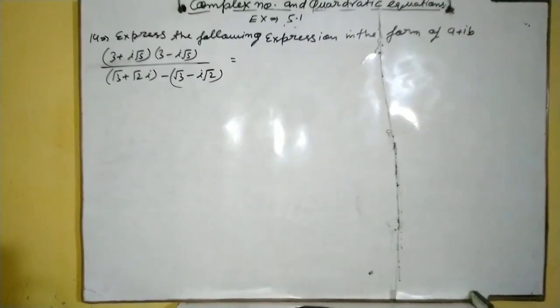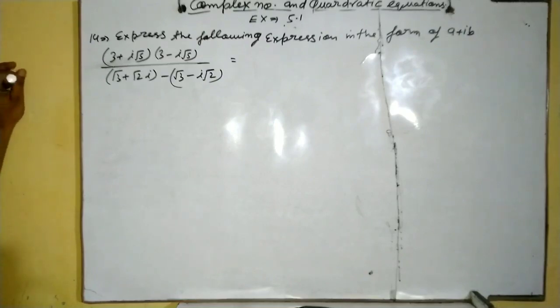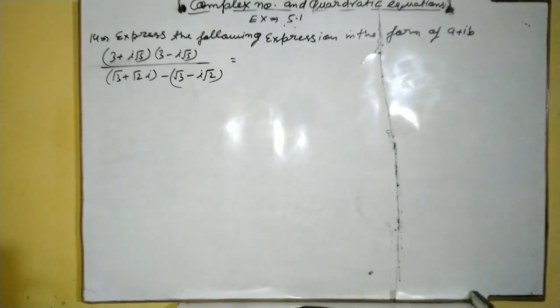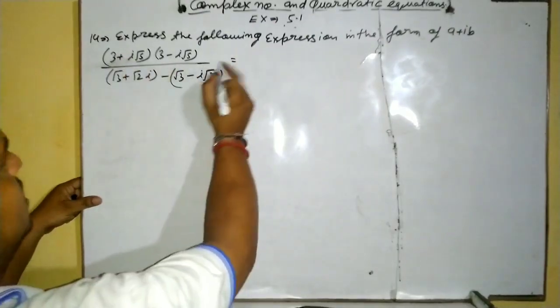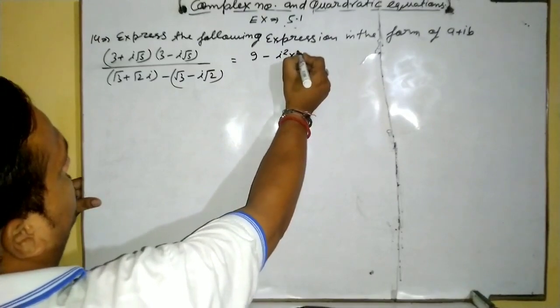Express the following expression in the form of a + ib. This is (3 + i√5) in one bracket into (3 − i√5) in the other bracket, over (√3 + 2√2 i) minus (3 − i√2). This is your question. Firstly, simplify numerator and denominator. So this is (a + b)(a − b), here we can write a² − b². So it becomes 9 − i² into 5.